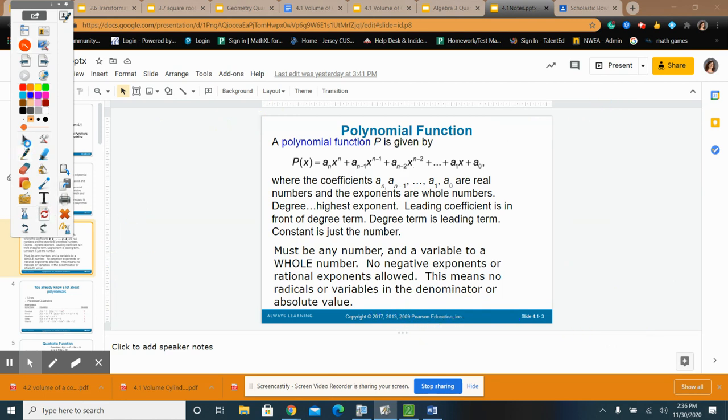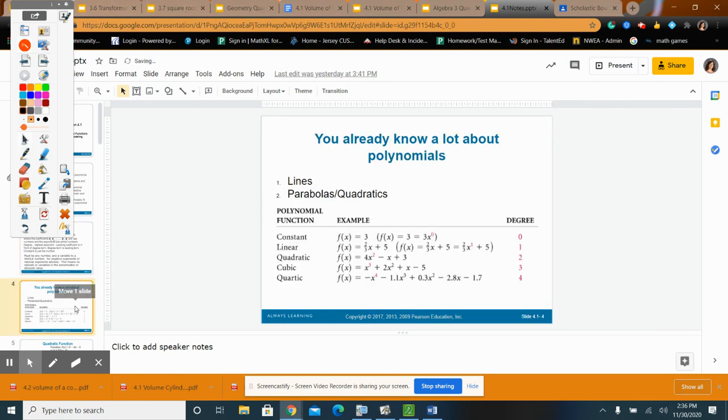So let's look at some examples. You already know about some of these. The ones you already know are linear and quadratic. Constant's kind of a weird guy. We're not going to talk about him very much. Write it down still if you want. But linear and quadratic, we already know.